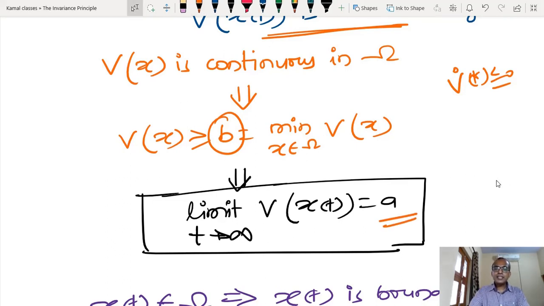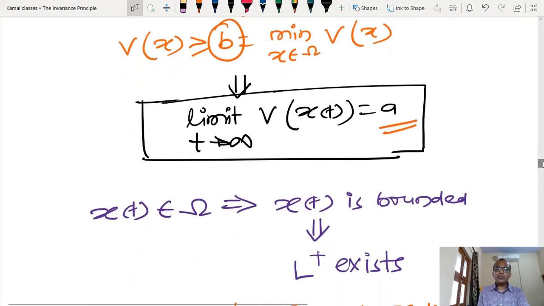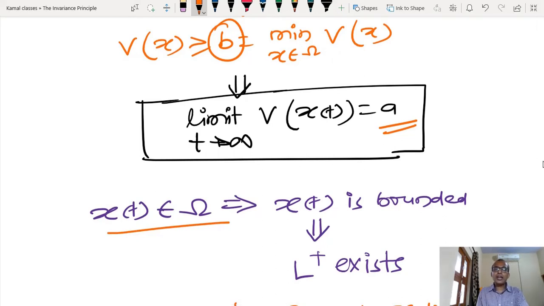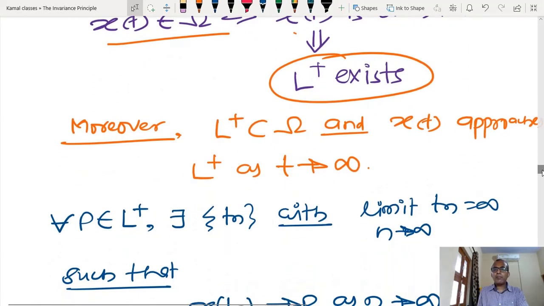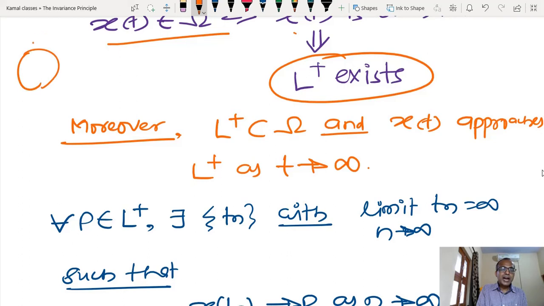Now since V(x) is continuous, and I am assuming the solution x(t) lies inside the compact set omega, this solution lies inside some bounded region. So x(t) is bounded, and for every bounded solution there exists a limit point. We have already seen that there exists an L plus, the limit set, and x(t) is going to approach this limit set. So we have the set omega and V dot x less than or equal to 0. Finally, whatever trajectory comes into the picture is going to approach V dot x equal to 0, and this is nothing but the set L plus.